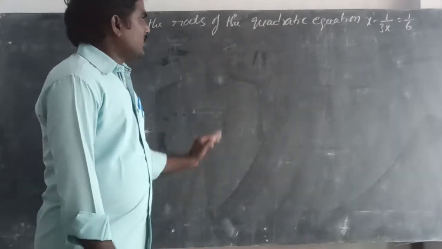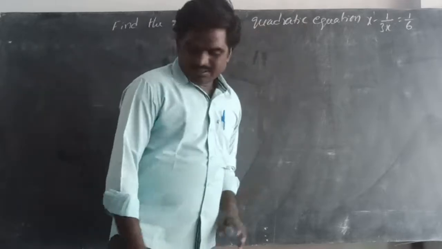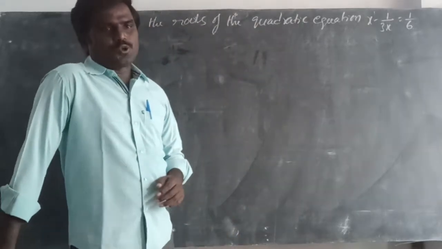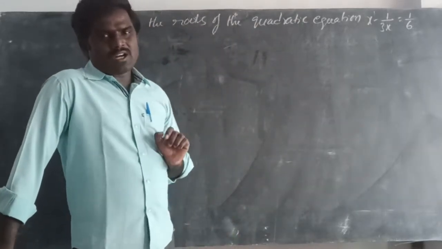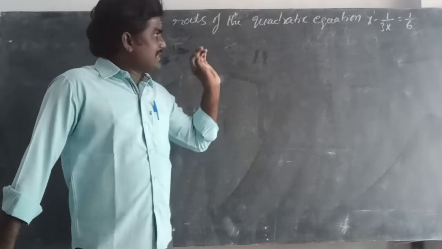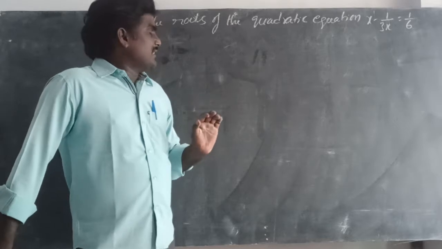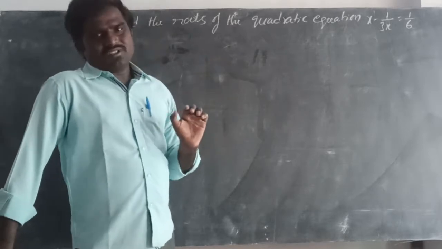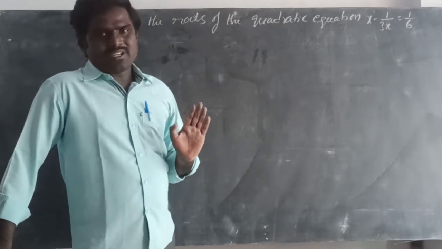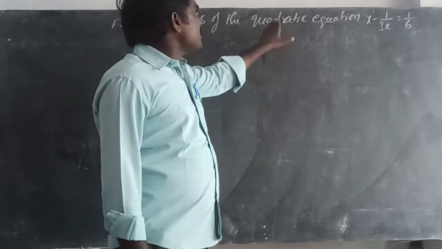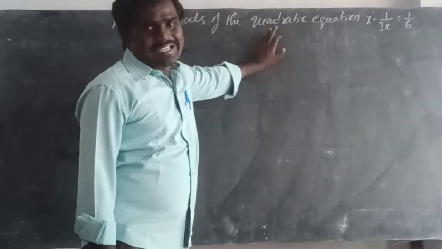Quadratic means what? Quadratic means the order of the expression is 2. Okay, what is called order? The highest degree of the term. Okay, so what is the degree? The power of the variable is nothing but degree. So the expression whose order is 2 is called a quadratic expression.